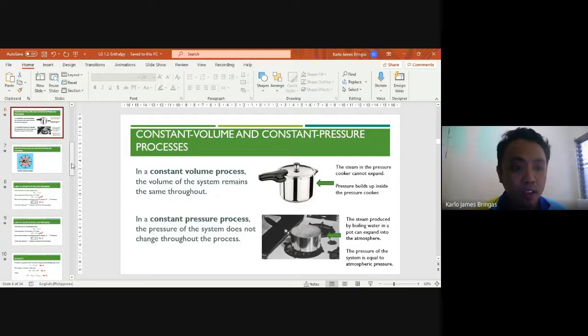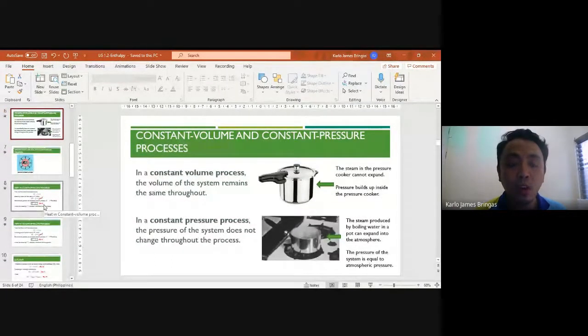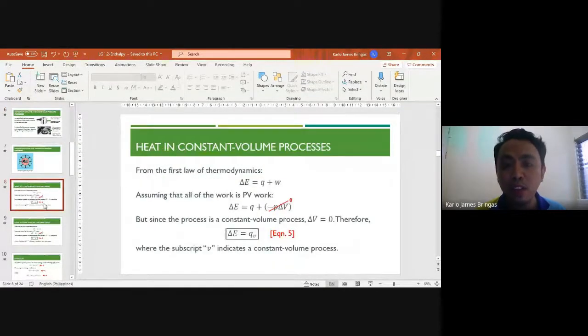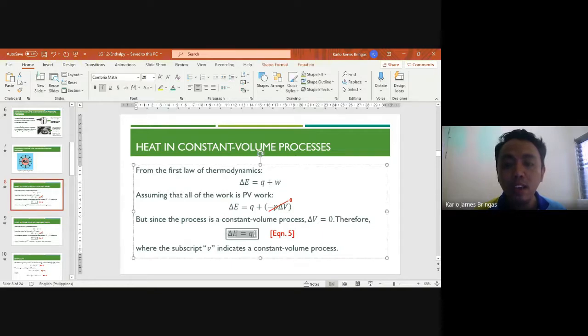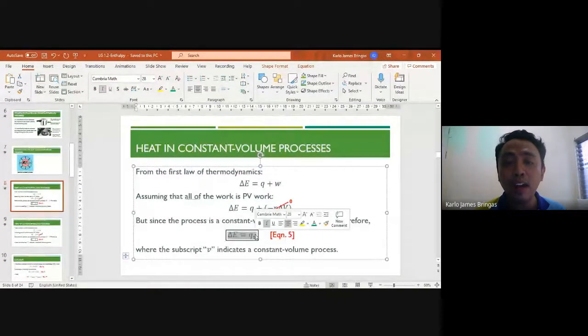Now, if we're going to do experiments, we can very easily measure delta E just by knowing that in a constant volume process, delta E is always equal to QV, where V is the subscript indicating a constant volume process. Now, what we're interested to know is whether there is a related quantity that we can relate to equation number 5, but this time using our constant pressure process. So here is where enthalpy comes in, which is the subject of today's activity.